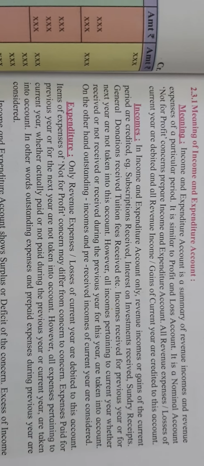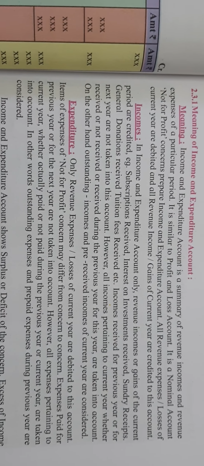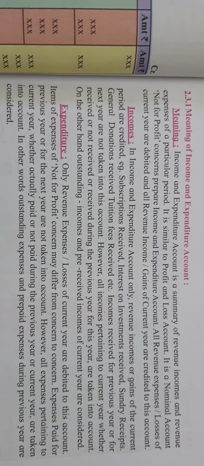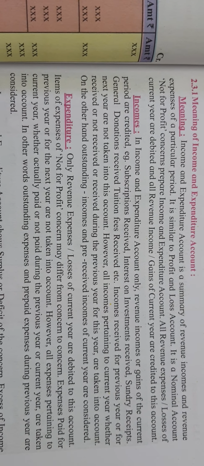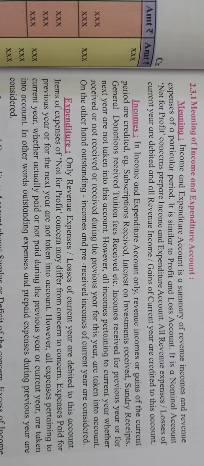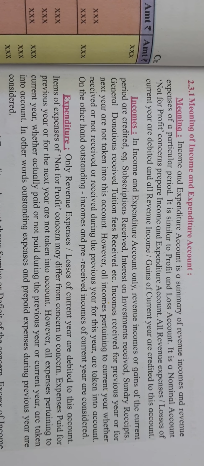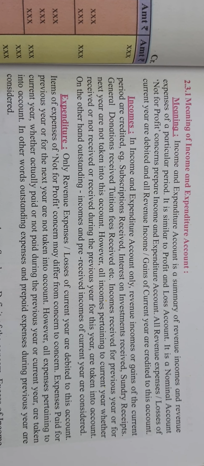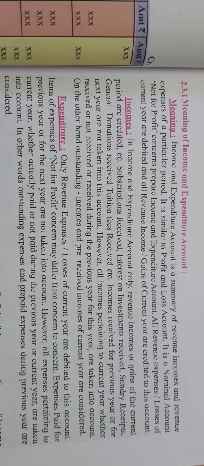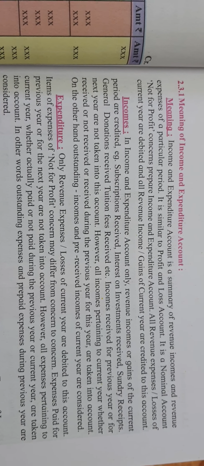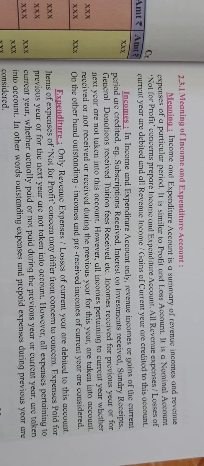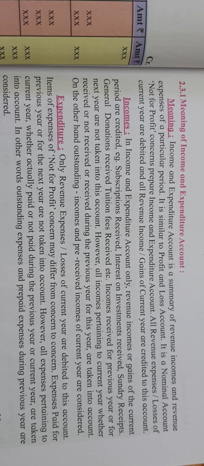Now we will move on to the income and expenditure account. It is a summary of revenue income and revenue expenses of a particular period. Remember students, the words particular period are important, because as in the final account, it is prepared only for one accounting year. It means in this final account we are recording all the expenses and incomes, assets and liabilities pertaining to that particular year, right? So here again the period is important.